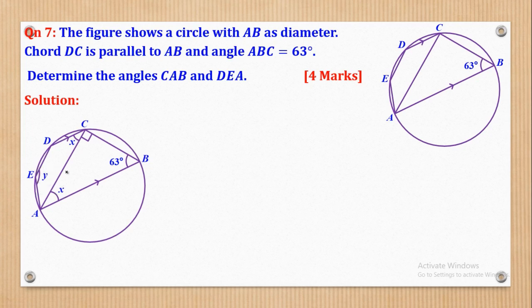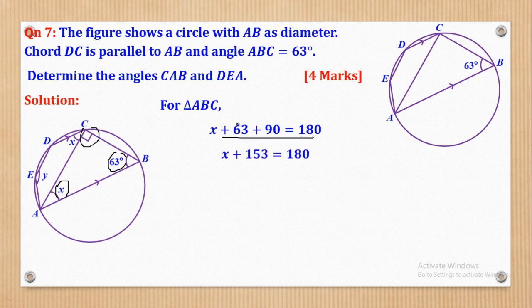For the value of X, you realize that this is a right angle triangle. So triangle ABC is a right angle triangle. Therefore, when I add all the angles of a triangle, I must get 180. So when I add X plus 63 plus 90, I must get 180. Next is to simplify. So 63 plus 90 is 153. The next is to make X the subject. So 180 minus 153 will give me 27 degrees. So that is the angle CAB which they wanted. Now we shall go to get the value of Y, which is the angle DEA.